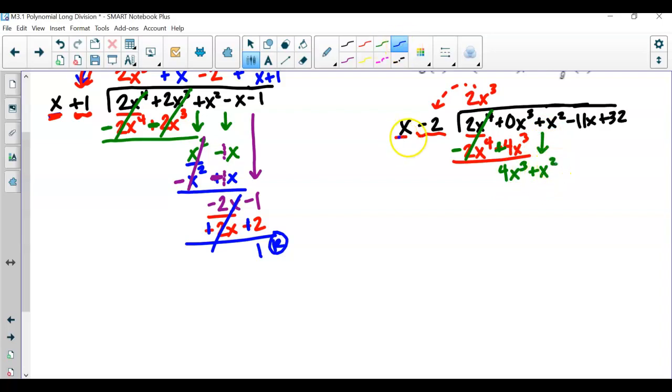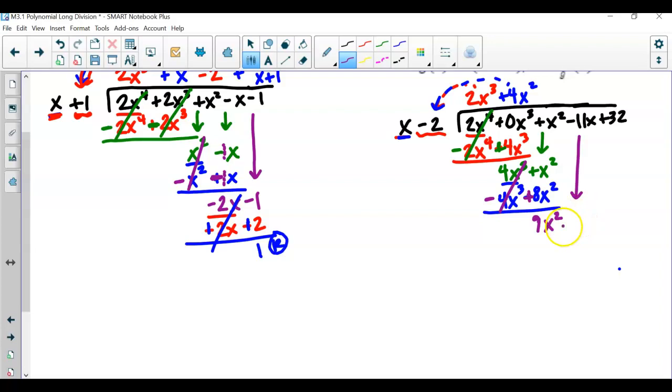Here we go again. First term into the first term. Well, that's just 4. 3 x's, 1x, so now I need 2 more x's. So when I multiply, I've got my 4x cubed, but don't forget to distribute to the negative 2. 4 times negative 2, negative 8x squared. Then what do we do? Change the sign. That's a negative and now a positive. So when I subtract, I've got 0, but 1 plus 8 is now 9x squared. Now what do we do? Bring down. Good. Negative 11x.